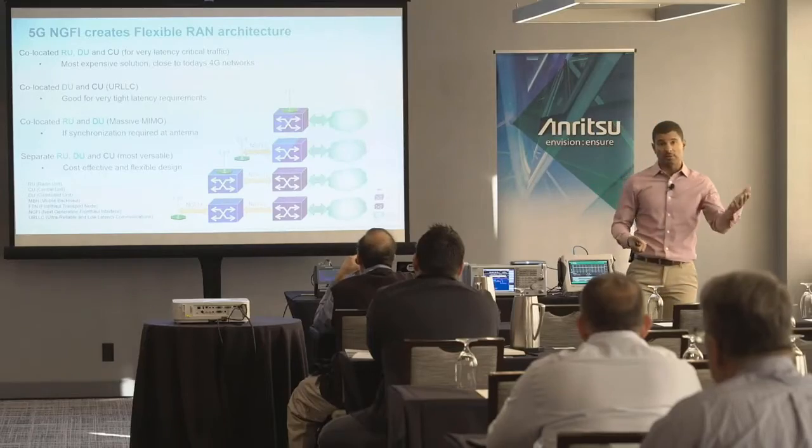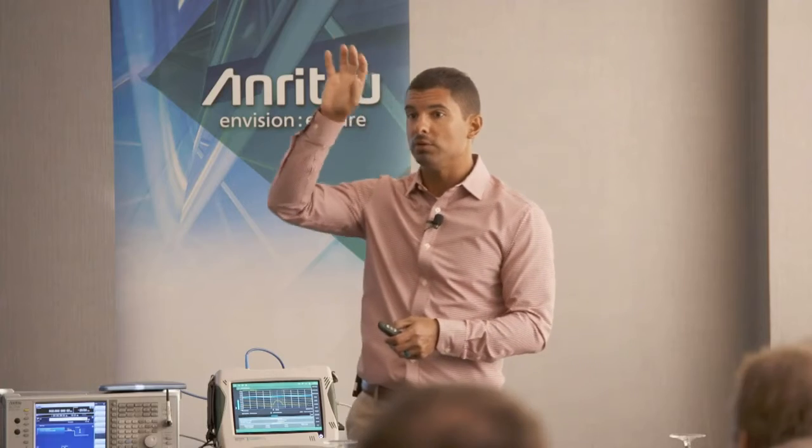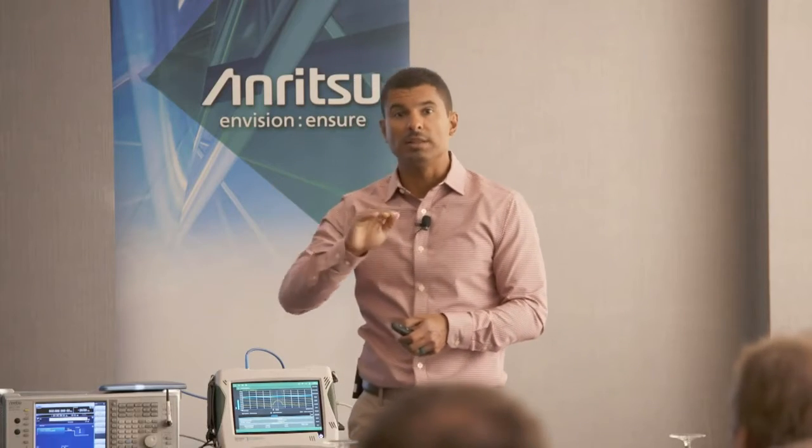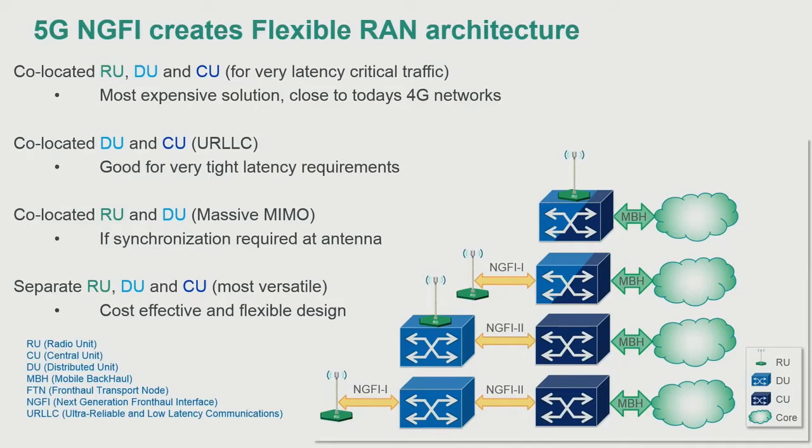Again, why would that be? Go back to the autonomous vehicles. I want my IQ data to be processed as close to the radio as possible for the least amount of latency. Then you start working down to the second one here, where I co-located just the DU and the CU. This is for ultra-reliable, low-latency communications. So here, my remote radio unit is on the top, and then my CU and DU are located together, but close to the tower, or close to the radio. Think of that as almost like the DRAN itself.